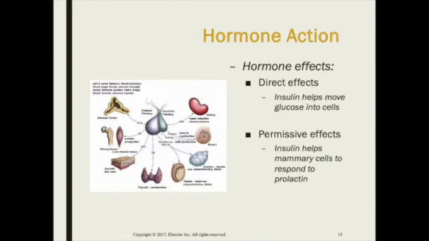Hormones have either a direct or permissive effect. Direct effects are like when insulin helps move glucose into the cell. Permissive effects are like when insulin helps mammary cells to respond to prolactin. So it's more of a helper. It doesn't have that direct influence.